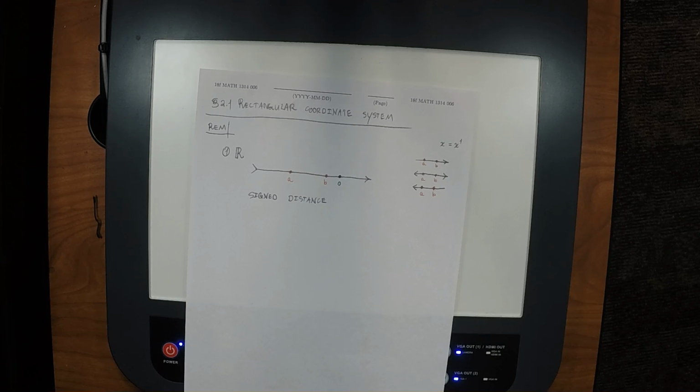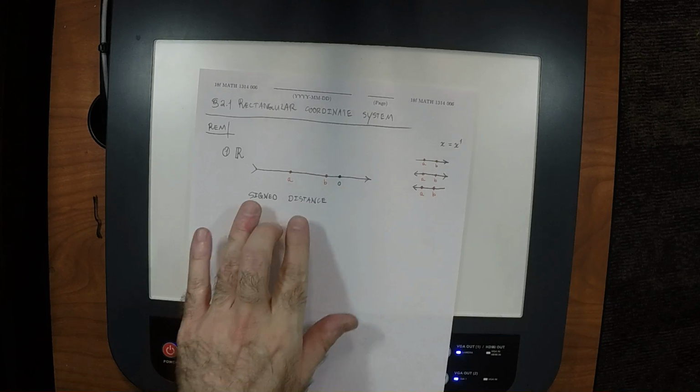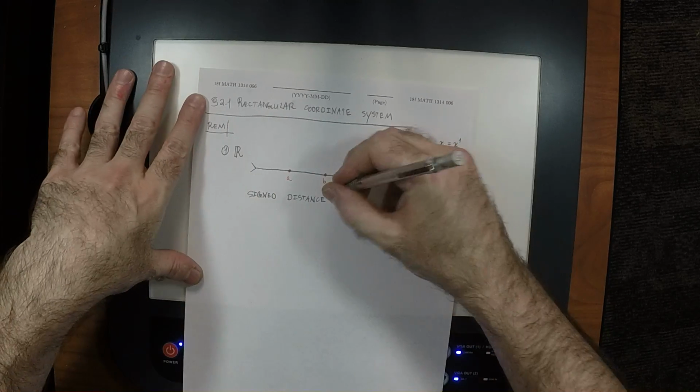So signed distance would be saying something like this: the distance from Houston to Dallas is 200, and therefore the distance from Dallas to Houston is negative 200. That's what signed distance would mean. That's why I'm saying that that's not what regular folks are talking about.